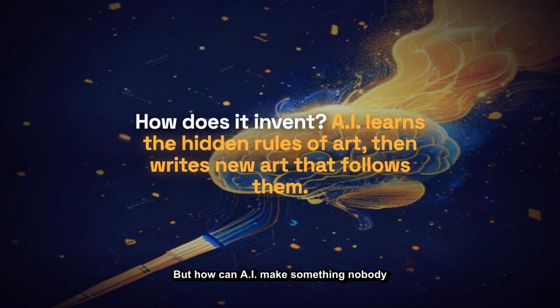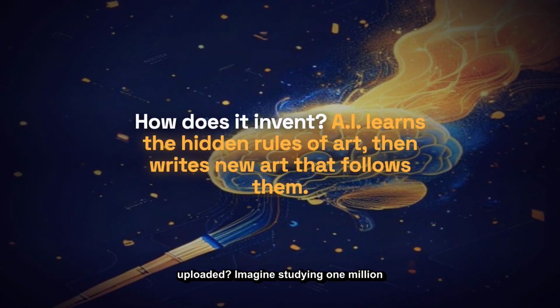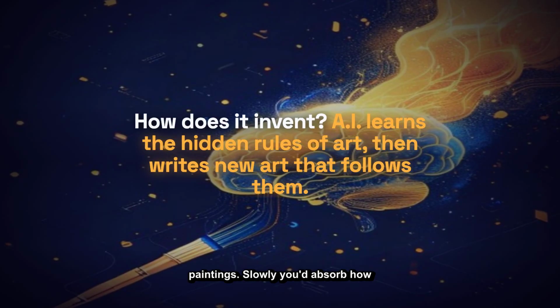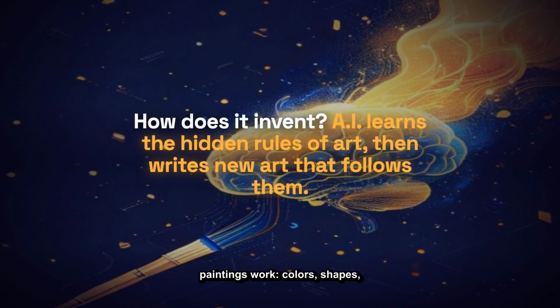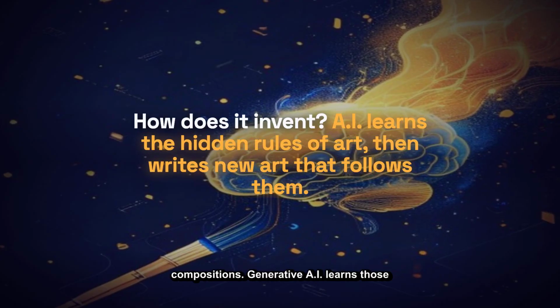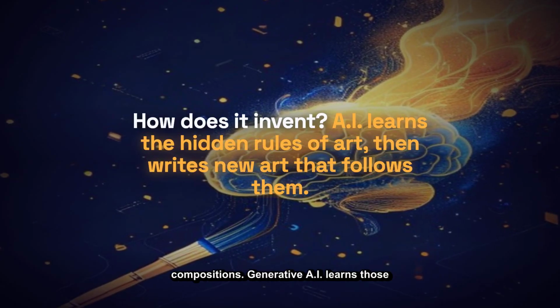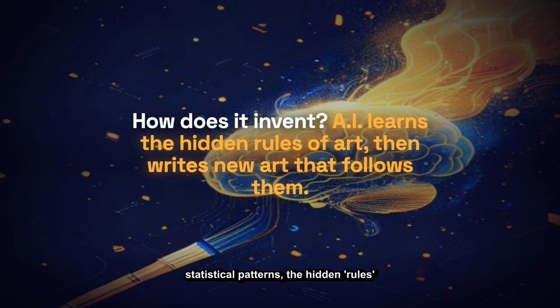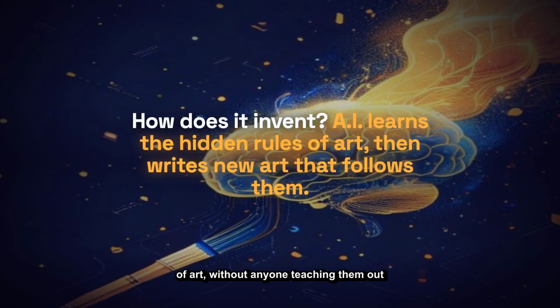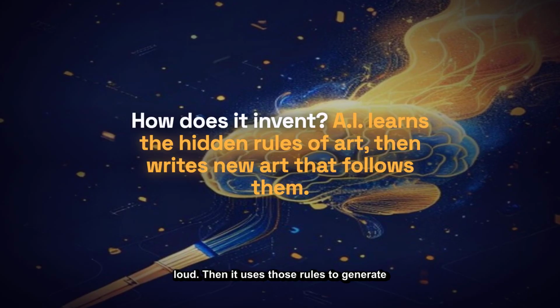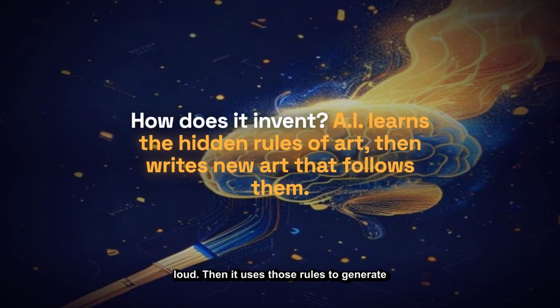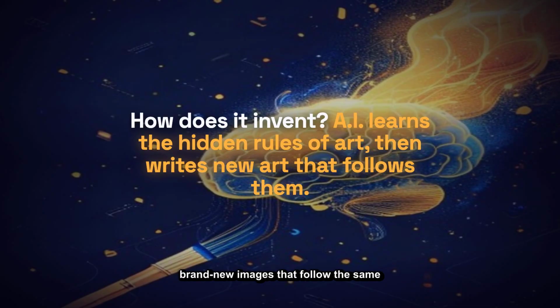But how can AI make something nobody uploaded? Imagine studying 1 million paintings. Slowly, you'd absorb how paintings work: colors, shapes, compositions. Generative AI learns those statistical patterns, the hidden rules of art, without anyone teaching them out loud. Then it uses those rules to generate brand new images that follow the same structure.